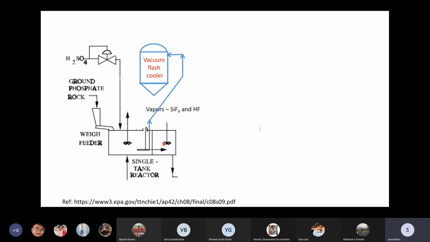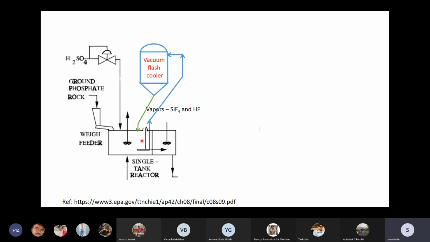They will cool it under the vacuum conditions. So whatever vapors are formed, SiF4 or HF, this vacuum flash cooler will condense into liquid and introduce it back to the reactor. Since we cannot let these vapors go outside, and also cannot let them stay in the vapor phase for a long time, from time to time these vapors are taken, cooled, and introduced back to the reactor, so that the vapors go into the solid form.